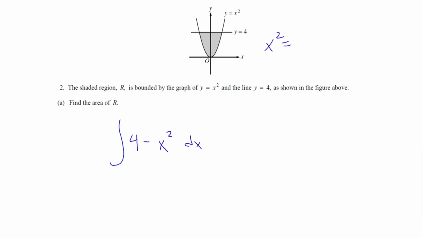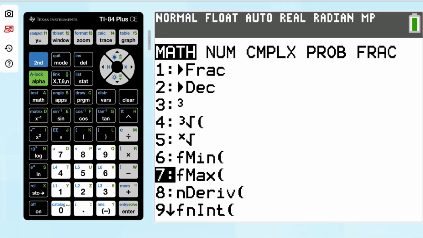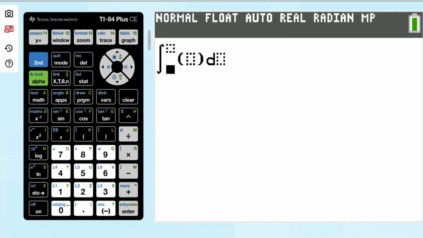So just set x squared equal to 4 to get x equals plus or minus 2, right? And we'll just integrate from -2 to 2. Now, this is a calculator question, so you could have your calculator do this for you. But, well, I mean, we might as well. It's a calculator question, right? So we'll just do math option number 9. And we're going to go -2 to 2 of 4 minus x squared.